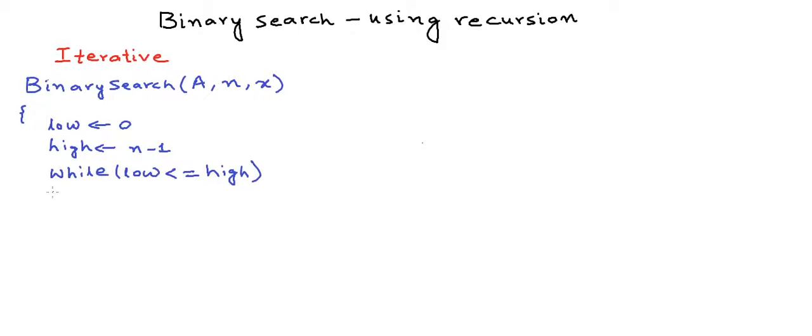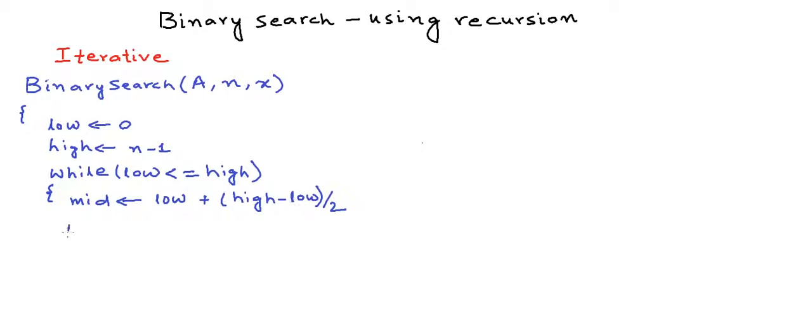We say that while low is less than or equal to high, calculate the middle index as (low + high) / 2. It's better practice to calculate mid as low + (high - low) / 2, which is the same thing except that we are not calculating low plus high. Sometimes low and high individually are within the range of an integer variable, but high plus low overflows the range or limit of an integer variable.